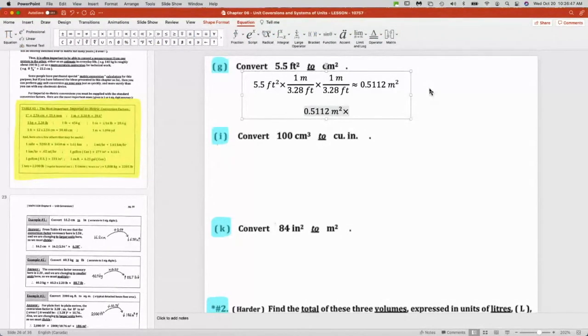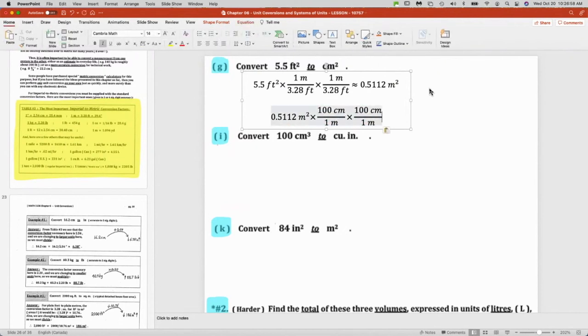Now we want to do the conversion from meter squared to centimeter squared. So we know that there's 100 centimeters in 1 meter, but that's squared, so we have to do it twice. This conversion is easy because you're just doing a decimal movement. So you're going to move the decimal over 4 times.